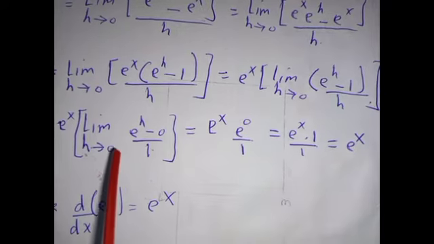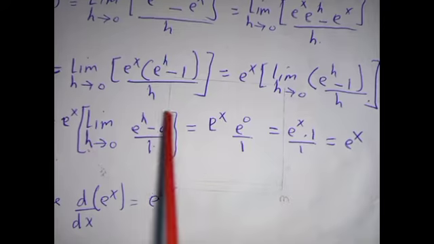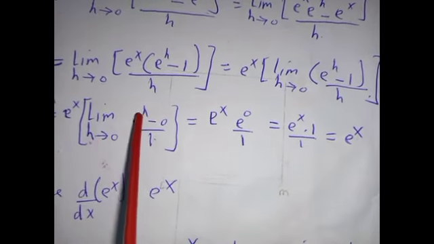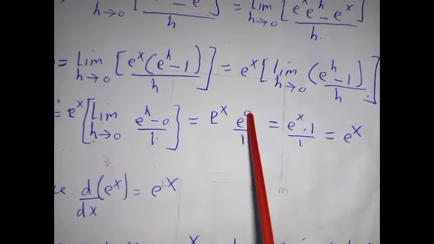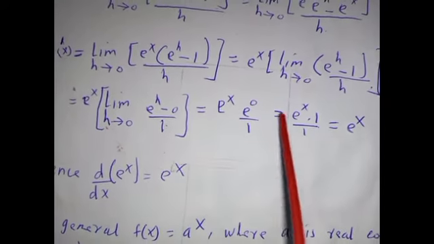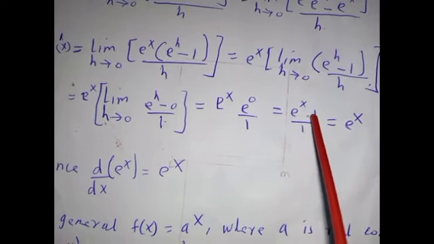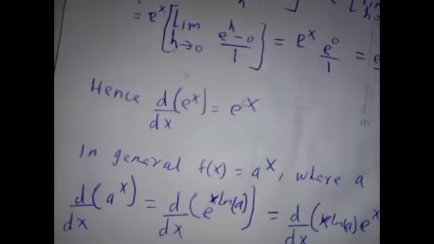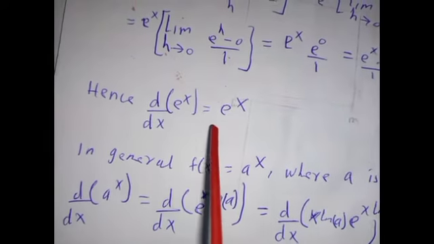Then we can substitute the limit as h tends to 0, where you have h, you substitute it with 0. So you get e^0, multiplied by e^x. Now e^0 is 1, so you have e^x multiplied by 1, which is equal to e^x. Hence, the derivative of e^x is e^x.